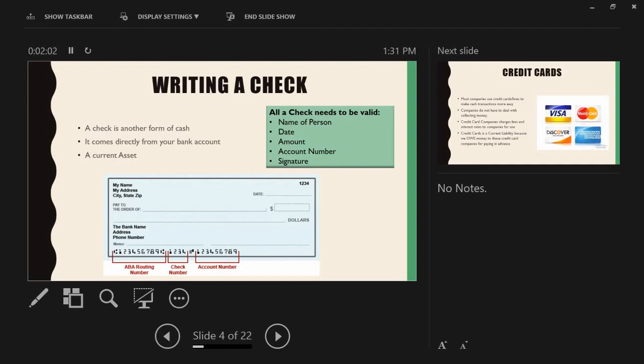Third thing that you need to have is an amount. You need to have some kind of amount in there in order to be able to process the check. Fourth thing is you need your account number. You need a place for where you're taking this money out of. And then lastly, you need the signature to approve this transaction. Down below is a perfect example of what a check looks like.